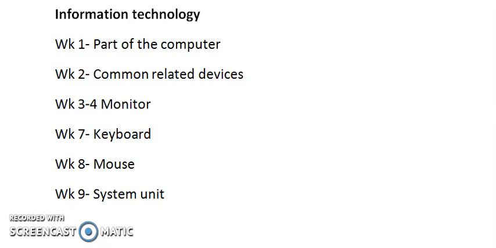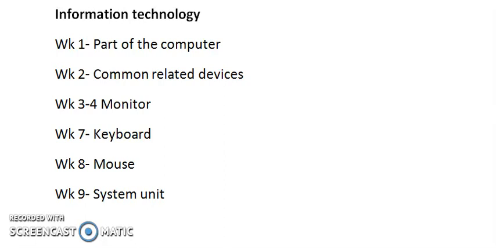What is a computer? A computer is an electronic device that performs many functions. Some of the functions that a computer performs are input, output, storage, and processing. The computer receives input. It processes the input, stores the input, and brings out an output.